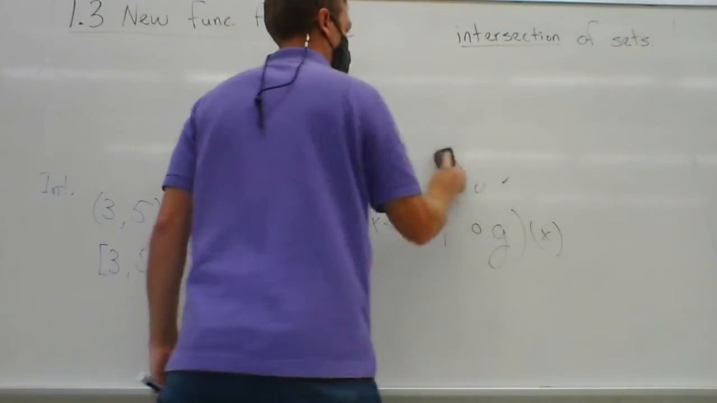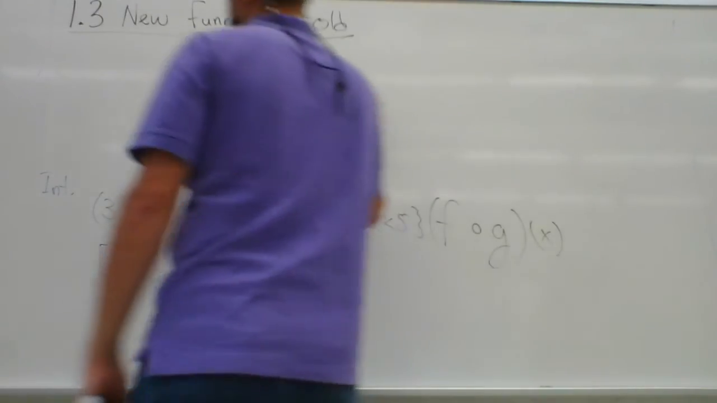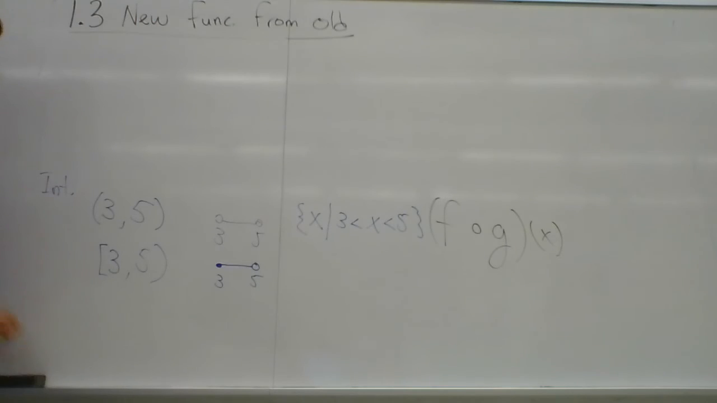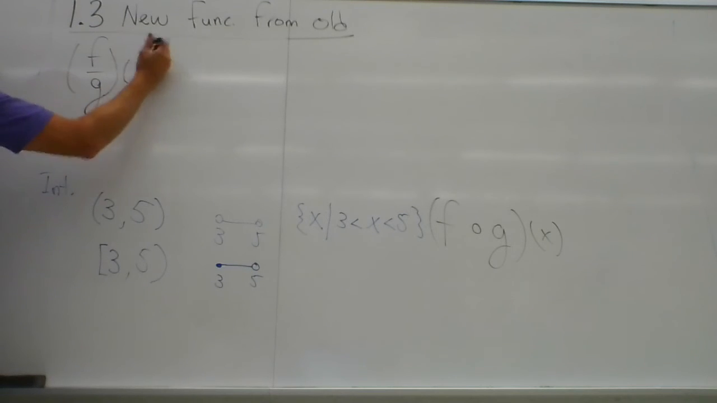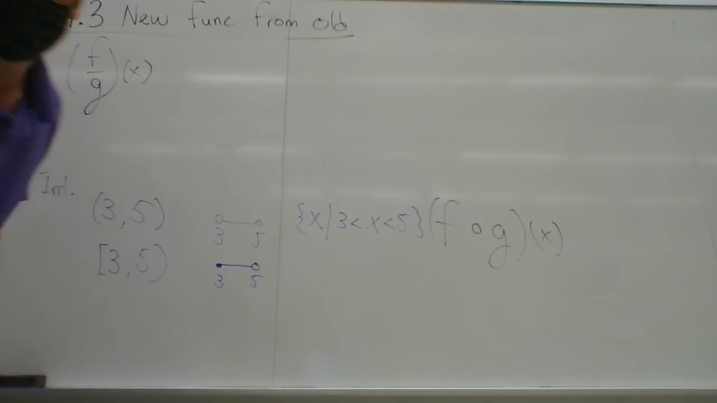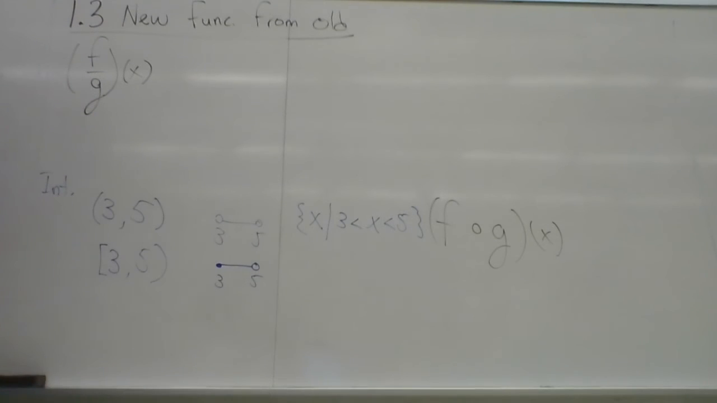This is our next one. F over G, what's the domain of this one? And how are we doing on time? 14 minutes. We're good. Well, what's the domain of this one?